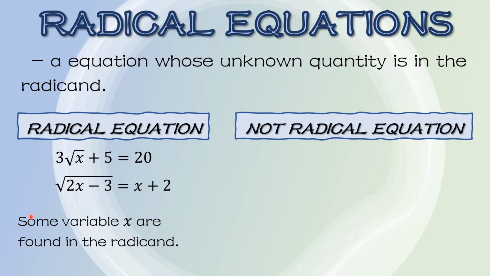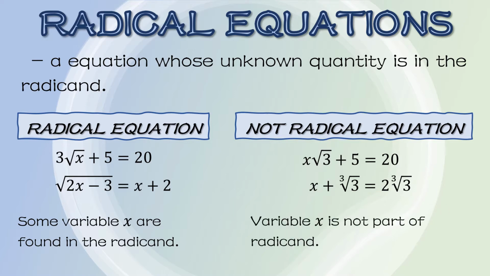Ano naman yung mga halimbawa ng hindi radical equation? x square root of 3 plus 5 equals 20. So kung mapapansin nyo, ang unknown quantity o ang variable x ay nasa labas ng radical sign or hindi siya radicand, therefore hindi ito halimbawa ng radical equation. Another, x plus cube root of 3 equals 2 cube root of 3. At ganun pa rin, so ang variable x ay nasa labas ng radical sign, so hindi ito halimbawa ng radical equation. Variable x is not part of radicand.